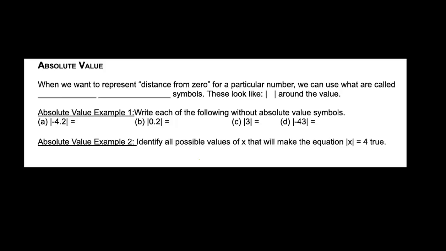Let's talk about absolute value. When you see something that looks like this, two vertical bars with a number in the middle, like -5, that's asking us to find the absolute value of -5. When we want to represent the distance from zero for a particular number, we use what are called absolute value symbols.